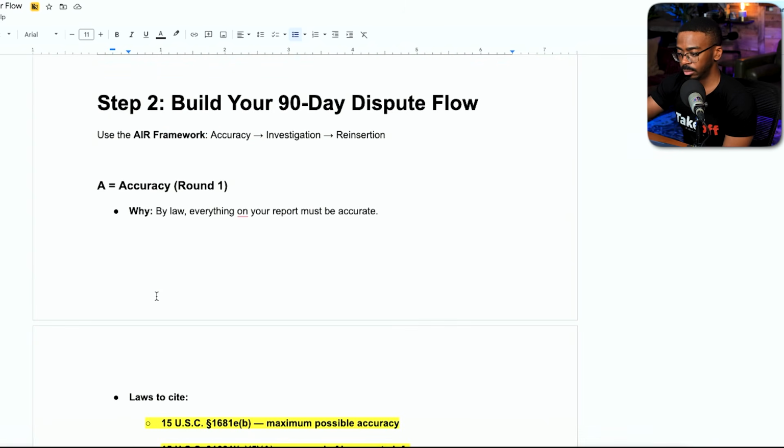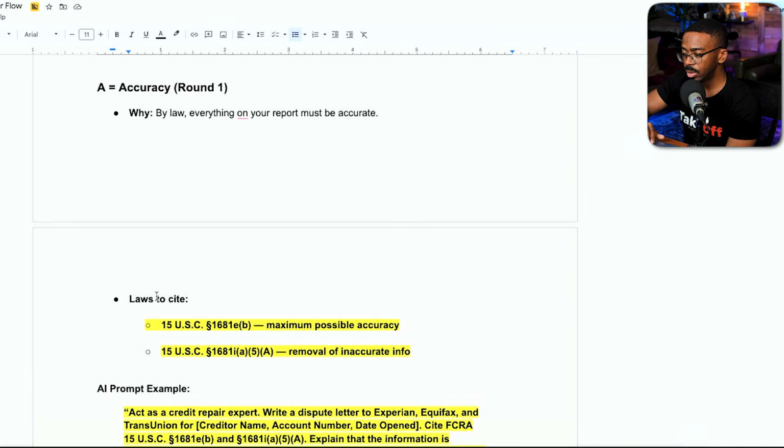Why did I call it AIR? Because once again, this is essentially the base of what you're saying in each round. So in the first round, we're going to go for the A, which is accuracy. Why? Because by law, like I said before, everything on your credit report must be 100% accurate. Now, because we're citing accuracy, the laws that you want to cite are these two laws here: 15 USC 1681e(b), which pretty much says that everything on your report is supposed to be accurate, and 15 USC 1681i(a), which says that if anything isn't accurate, it's supposed to be removed from your credit report expeditiously.